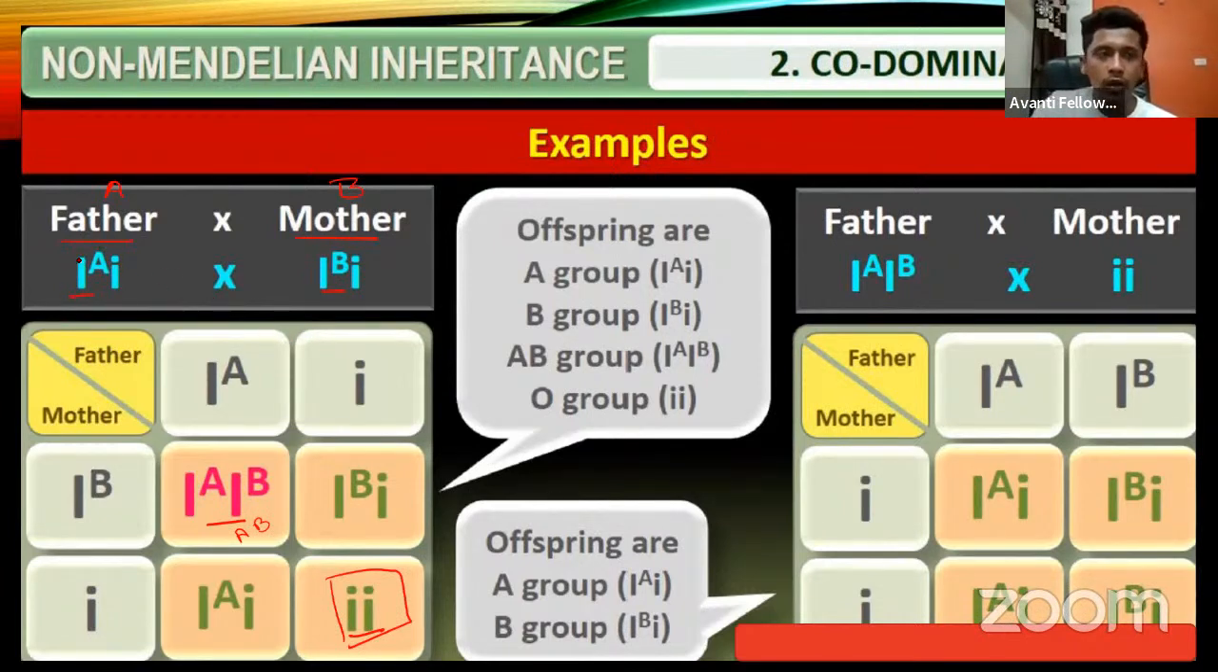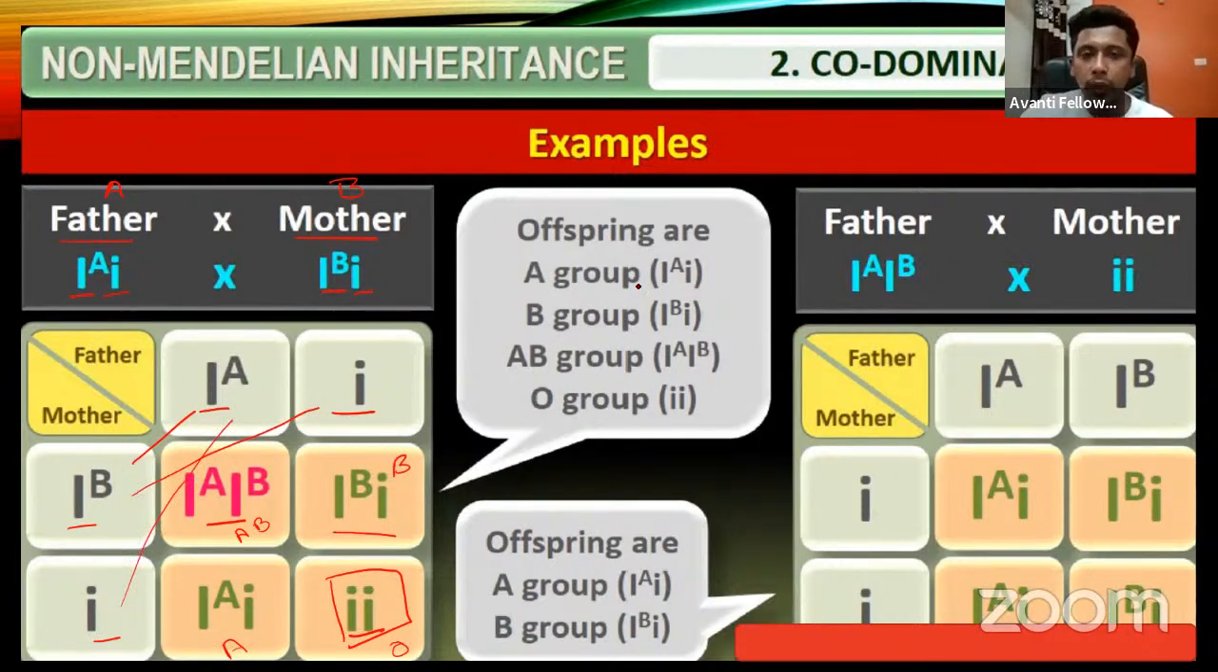Now we have IA and small i as one parent, and IB and another small i as the other parent. Let us say the father's alleles are IA and small i, and the mother's alleles are IB and small i. IA and IB go together to give rise to AB blood group. IB and small i give us IBi, that is B blood group. Small i and IA, that is IAi, gives us A blood group. And small i and small i gives us O blood group.